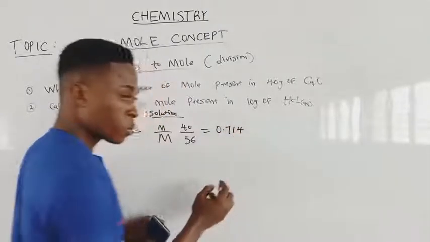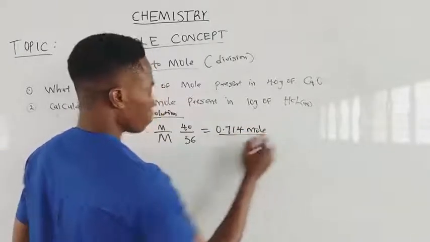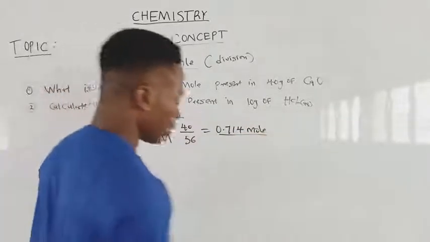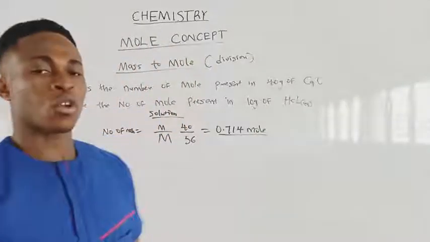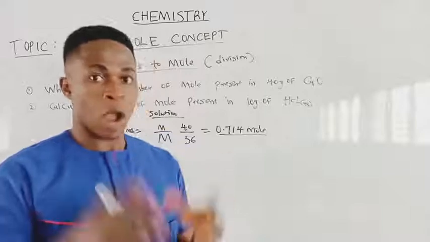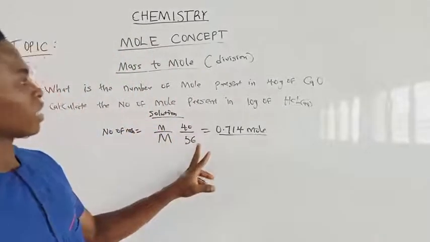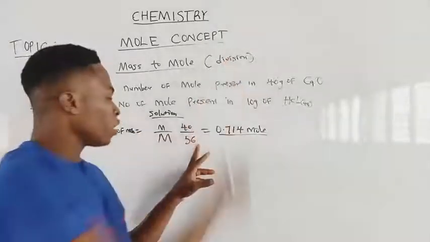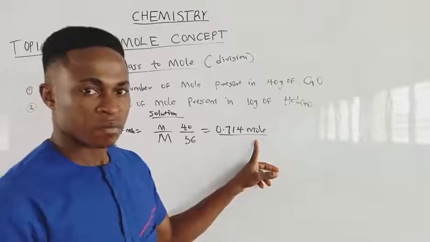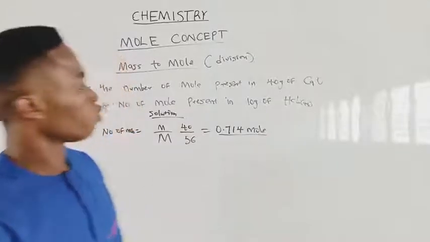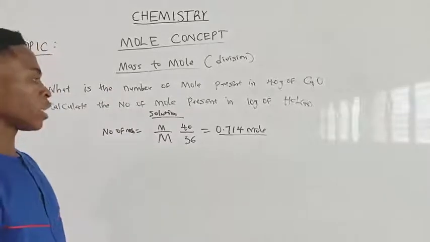0.714 what? Mole. You must attach the SI unit, because if you don't attach the SI unit, they will not give you your full mark. So am I communicating now? The mass over molar mass is a division. We did the division. So 0.714 mole. Jot it down. Let's enter into number 2.